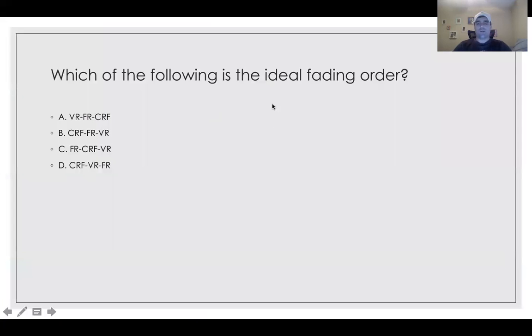Which of the following is the ideal fading order? All right, so when we talk about fading, we're either talking about fading a prompt or fading a reinforcement schedule. Clearly, from our answer choices, we're talking about reinforcement schedules here, okay? So what do we have listed? We have our continuous schedules, we have our fixed schedules, and we have our variable schedules. So if we're trying to fade our reinforcement schedule, what is the best order to do it?